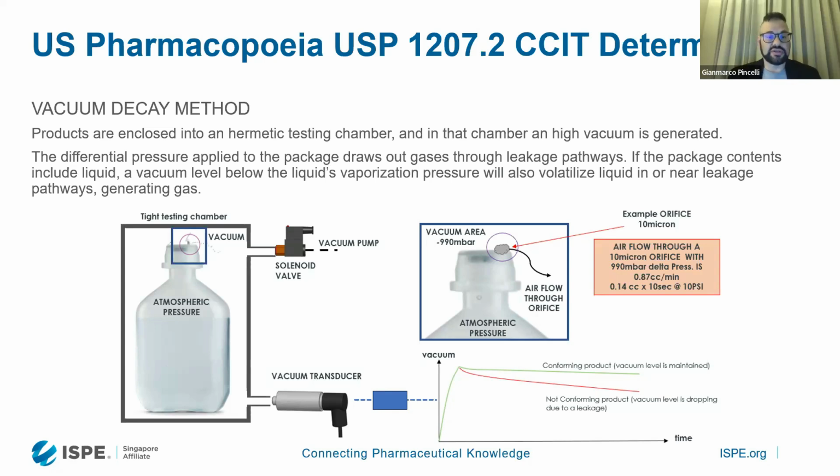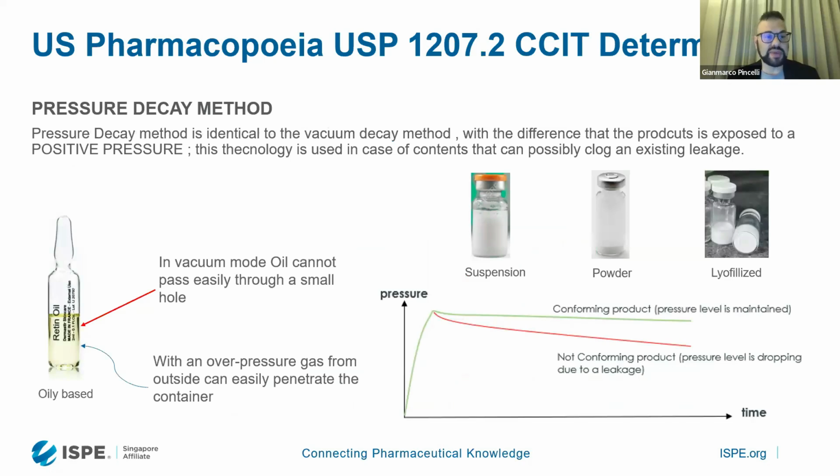So moving to the second technology, we have the pressure decay method. This pressure decay method is really effective with products that can clog the leakage if the leakage is in front of the product. For example, oily product content in ampoules, like that one that we showed here. If you have the hole in front of the oil, the oil cannot be taken out through a really thin path because the viscosity of the oil itself is blocking.